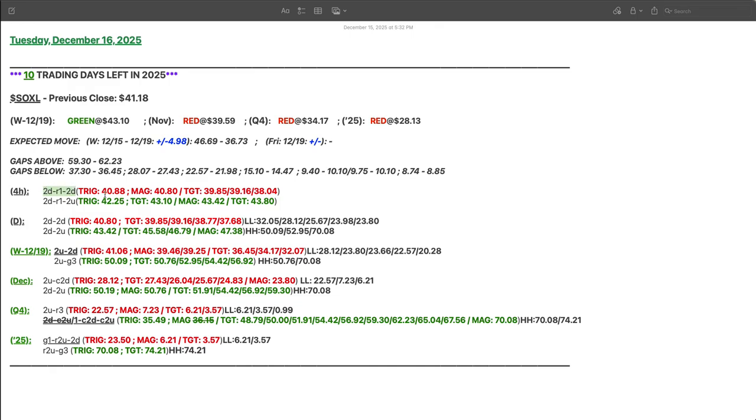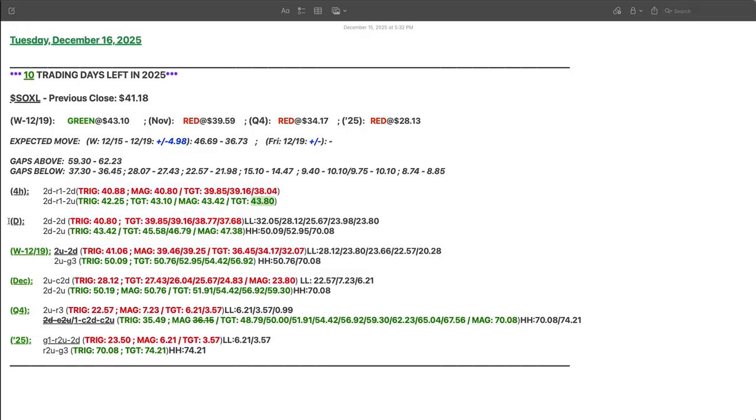Now, from the 4-hour perspective, we talked about to the downside, there's not a lot of magnitude, but there is a 2-1-2 down continuation that can be had. It's triggered at 40.88, and the magnitude is 40.80, so again, 8 cents of magnitude. But if we do continue to push down, we've got some extended targets here for us. To the upside, if we get that 2-1-2 up reversal, that triggers at 42.25 and has a magnitude of 43.42. But because we are in this downtrend, we wanted to make sure we had a knowledge of where price could flip right there at 43.10. And if we do reach magnitude and continue past that, we just have the extended target of 43.80.